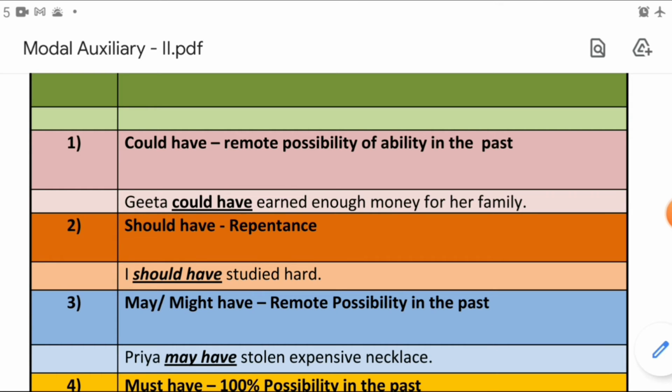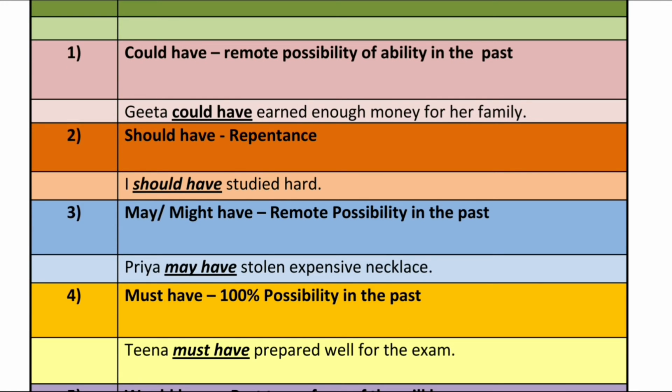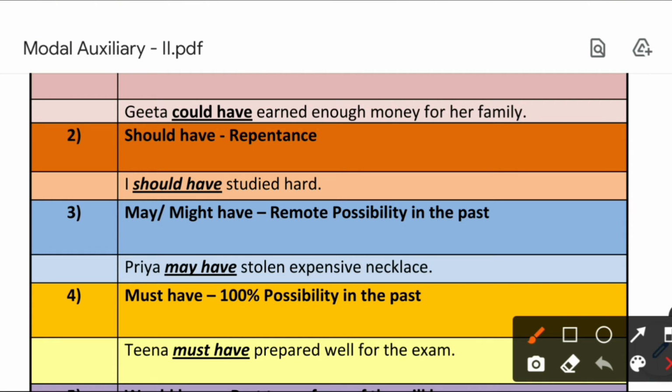Now next one is must have. Must have is used for 100% possibility in the past. Its possibility is still 100%. Now in the above example, Priya may have stolen expensive necklace. If you say may have, that means you're not sure. But if you say that Priya must have stolen expensive necklace, then you are very sure.